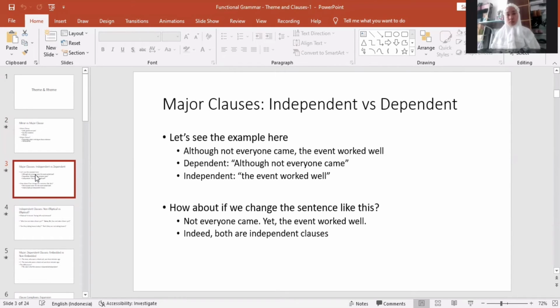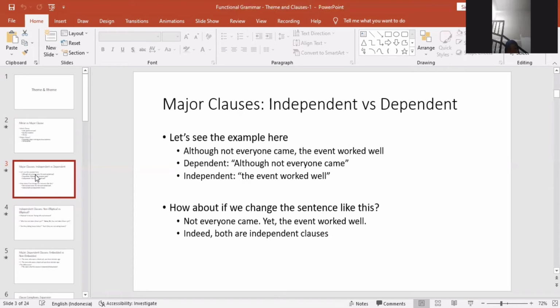Next, major clauses: independent versus dependent. Independent clauses are clauses that can stand alone, and conversely, a dependent clause is a clause that cannot stand alone. For example, "Although not everyone came, the event worked well." Dependent: although not everyone came. Independent: the event worked well. So how about if we change the sentence like this? "Not everyone came, yet the event worked well." Indeed, both are independent clauses.